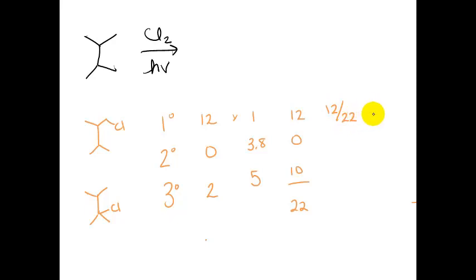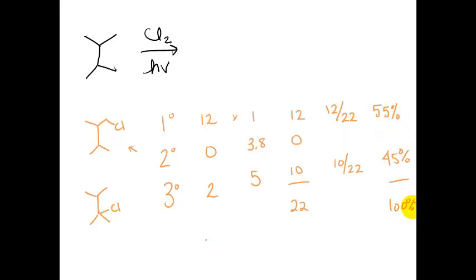If you calculate out the primaries, we find out that it's a 55% chance of getting this product right here, this primary. Then if we take 10 over 22, we see it's a 45% chance to get this product here based on the tertiary substitution. And because those two add up to very close to 100%, we're good and we've done the problem correctly.